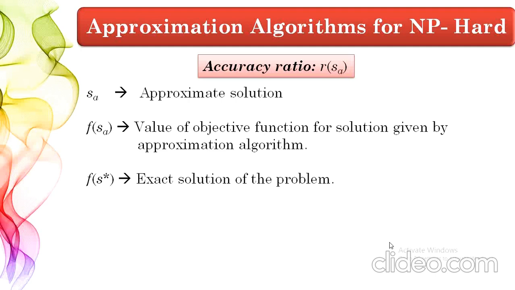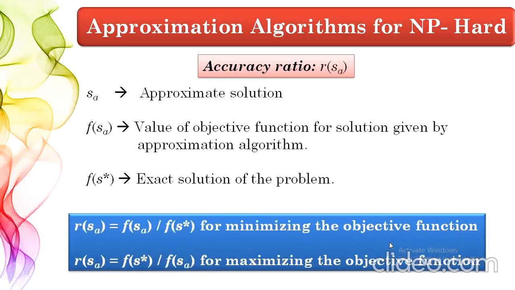Accuracy ratio is denoted as R of SA. Based on the objective function, the formula will vary. R of SA is equal to F of SA divided by F of S star. This is for minimizing the objective function. The reverse version, F of S star divided by F of SA, is for maximizing the objective function.